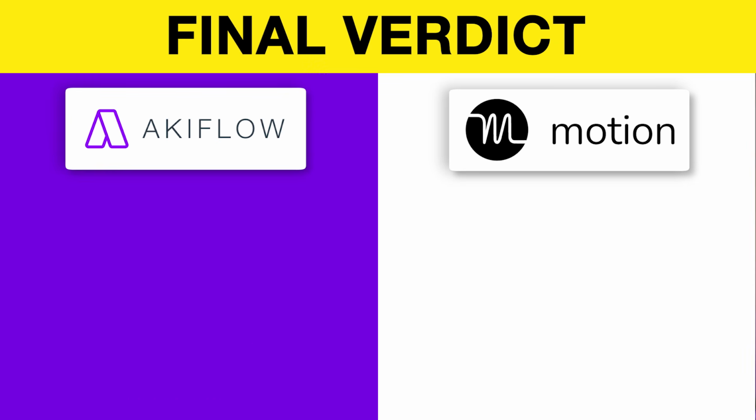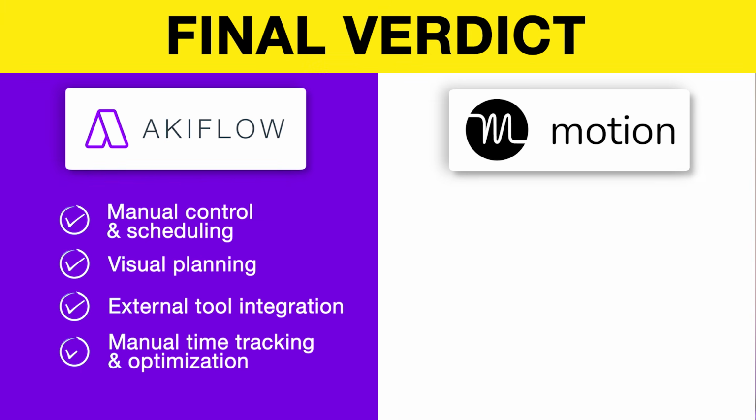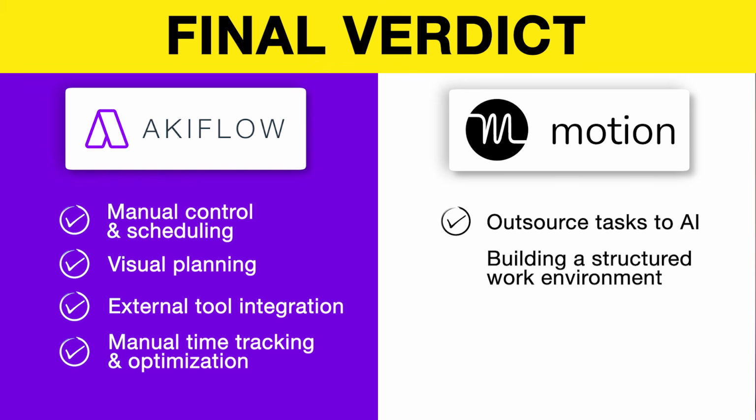Okay, so here's my summary. Akiflow is best for you if you like to control your schedule manually, you prefer visual planning over AI features, use multiple external tools daily, and want to track your time efficiently. Motion would fit you better if you want to outsource scheduling and small tasks to AI, set up automatic task prioritization and timetable modifications, and prefer a structured team-based environment.